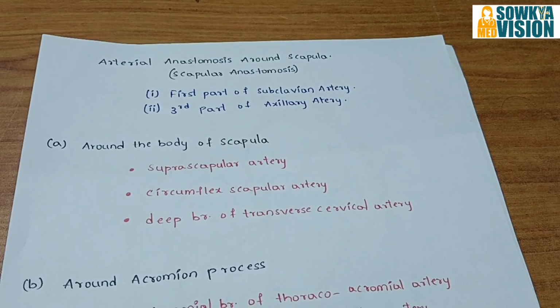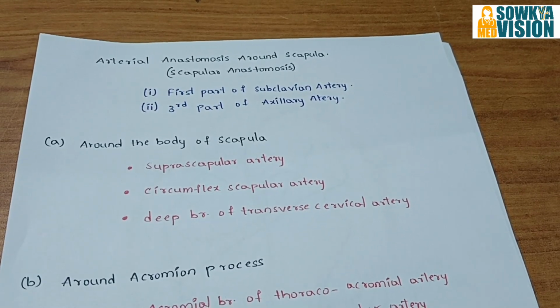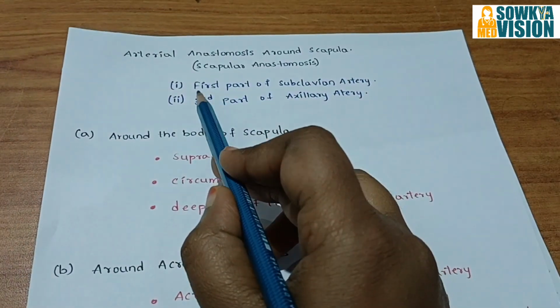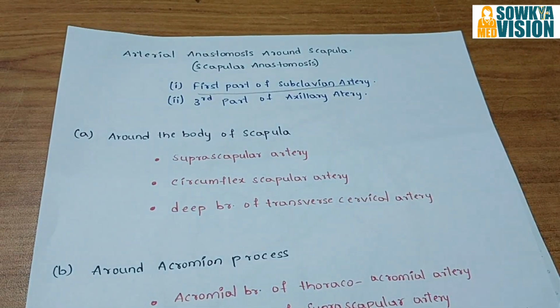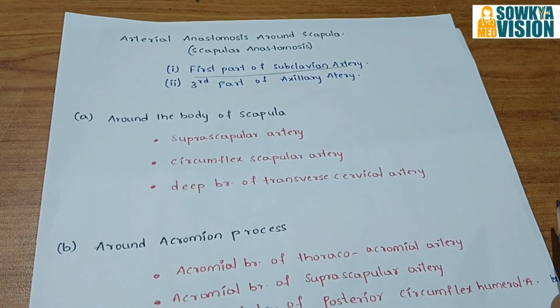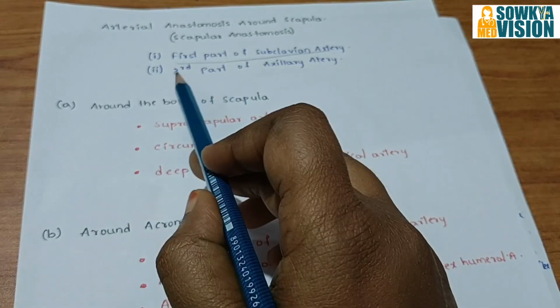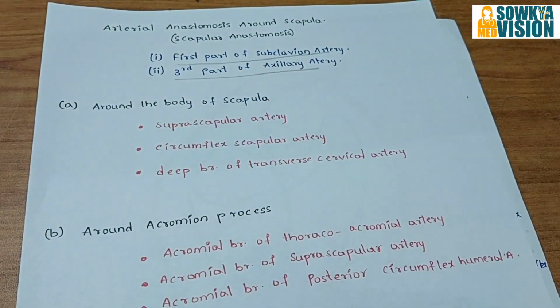Today in this class we are going to study the scapular anastomosis, the arterial anastomosis around the scapula. It is formed around the body and the acromion process of the scapula. The main arteries involved in the formation of the scapular anastomosis are the first part of the subclavian artery, along with the third part of the axillary artery.